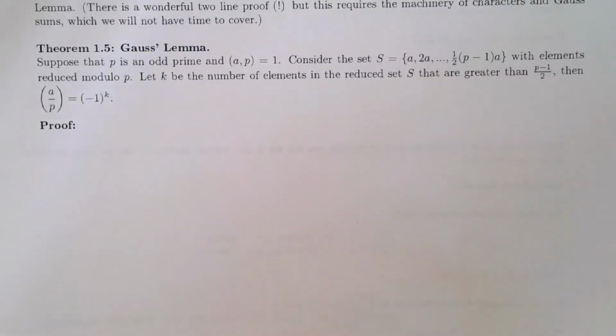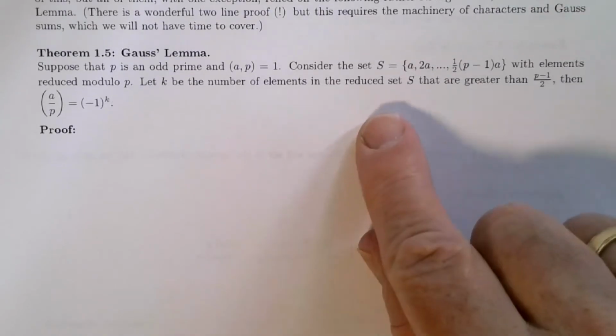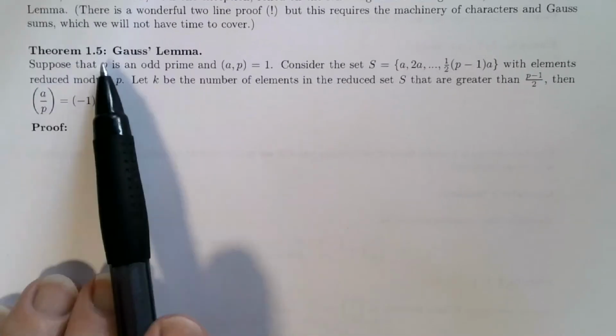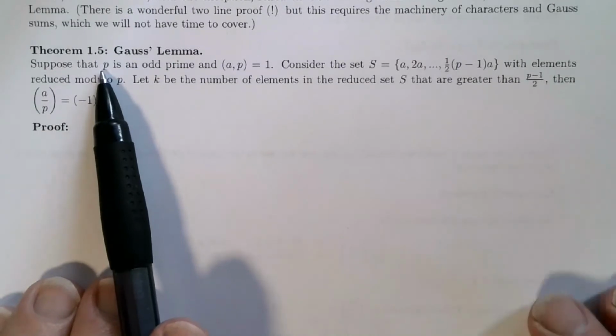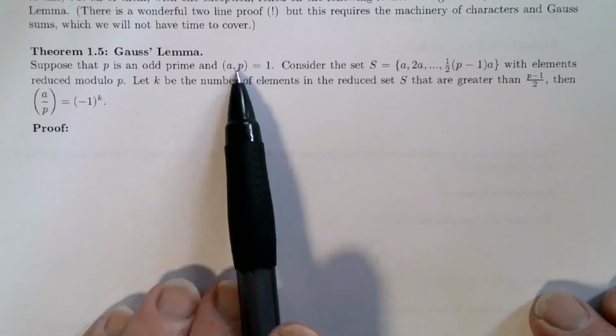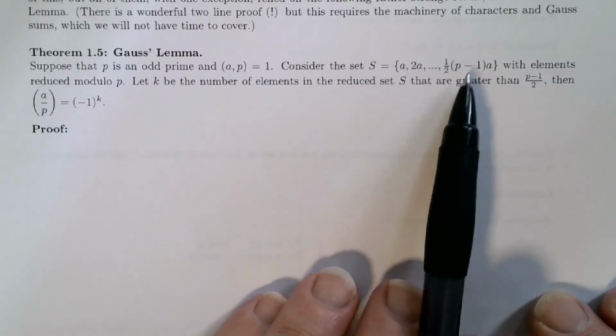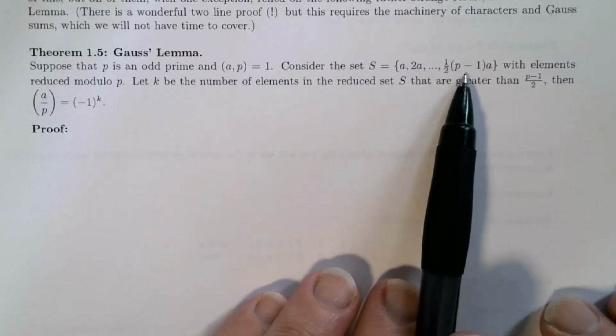Well, hello and welcome again to our journey into number theory. We finished up last time by stating Gauss's lemma, which I'll quickly remind you of, and we did an example of that. So Gauss's lemma, you recall, says we start off with p an odd prime, and we take a and p relatively prime, and we form this set a, 2a, up to (p minus 1 over 2) times a.